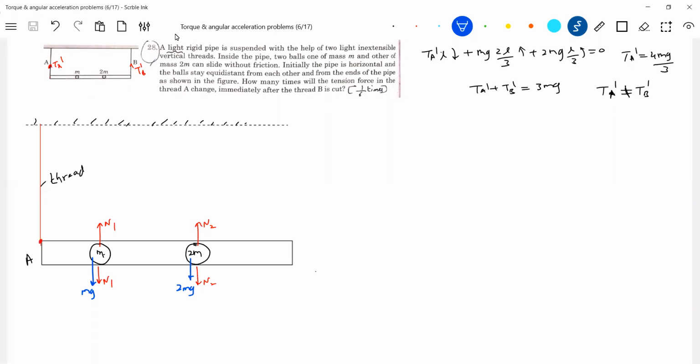I'll say A. Then definitely everyone should say, sir, how is it possible? Yesterday you said that it will not rotate about A. Look at the pipe. So first, what are the comments? I'll write: balls will be in contact with the lower surface of the pipe.